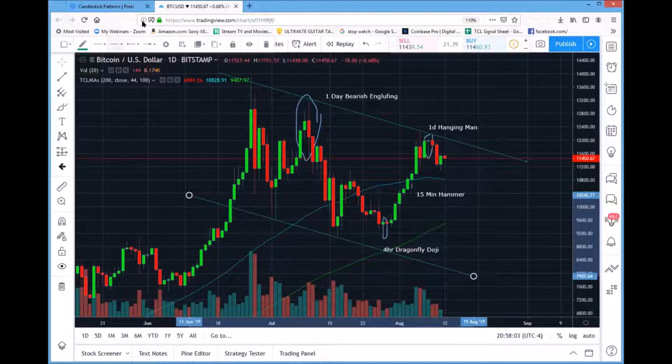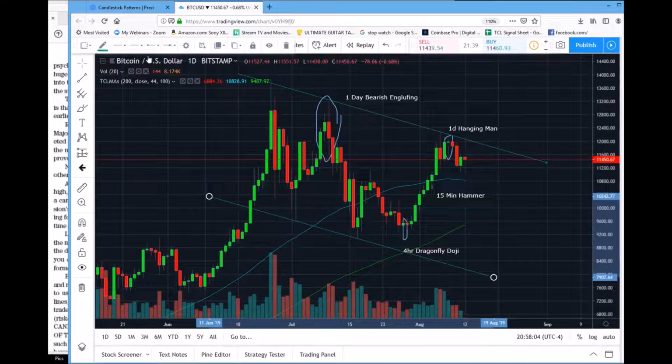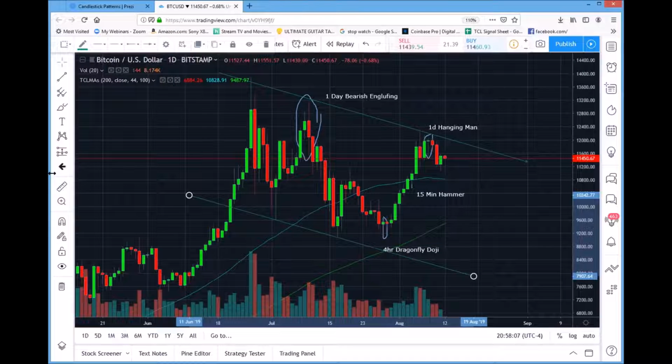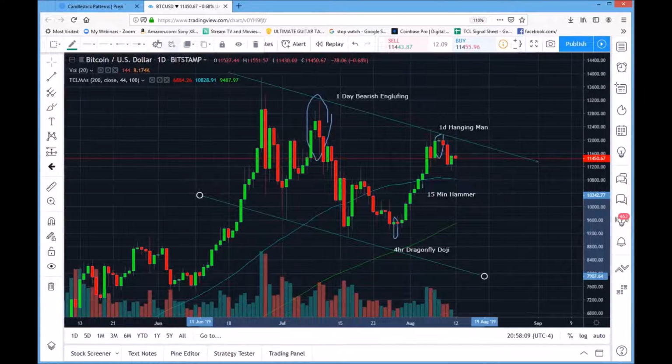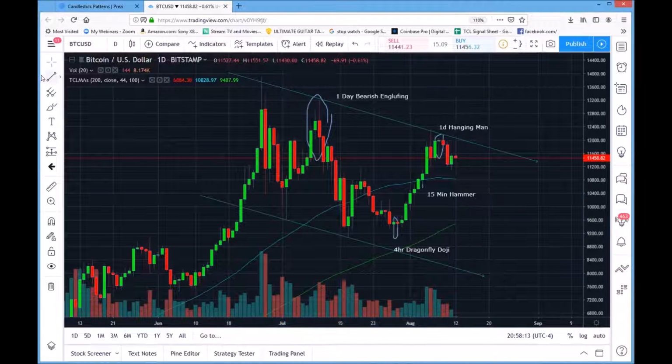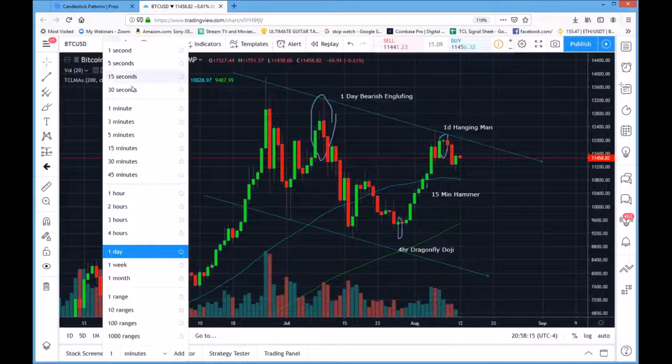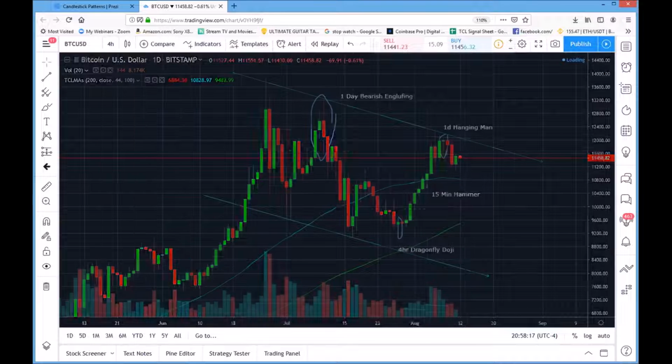And then the last one, which we can look at real quick because I hear Scott coming back. You're good. You're doing good. We can take a look at this 4-hour Dragonfly Doji. I taught him everything he knows. I did. Not everything he knows. Taught me most of what I know. He knew some stuff before he got to me.